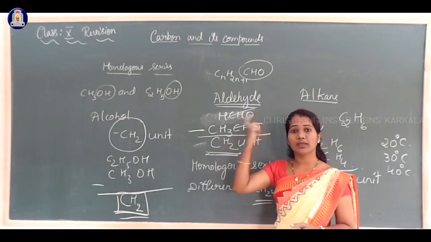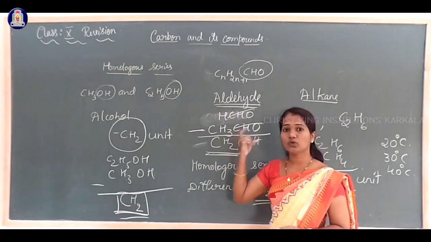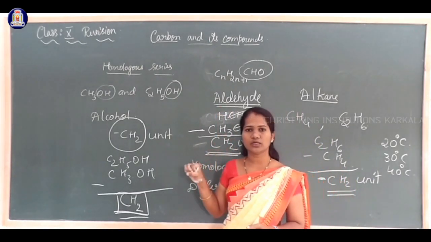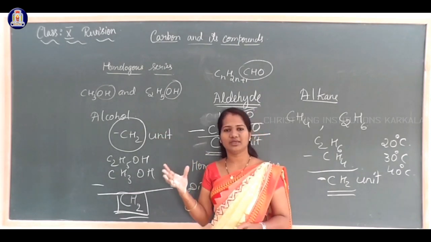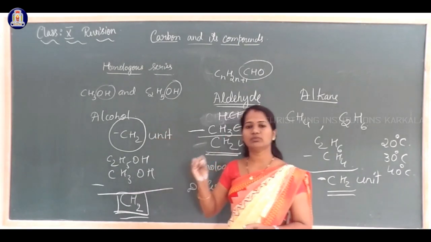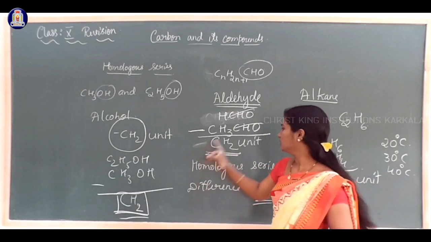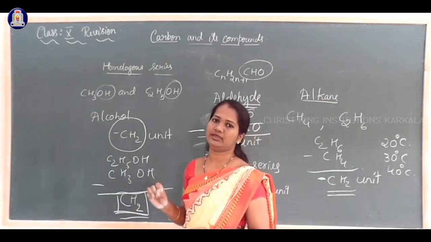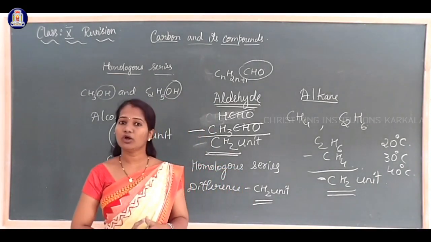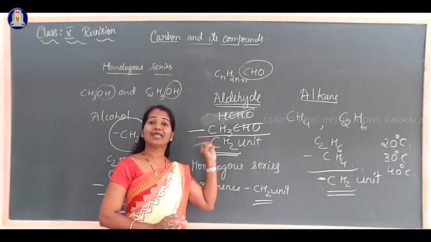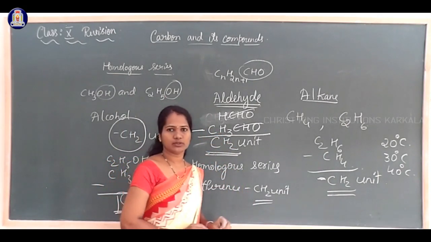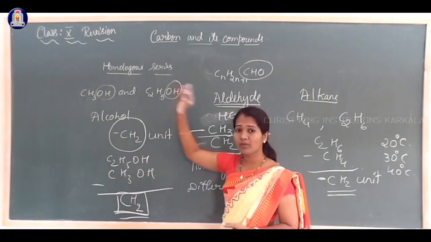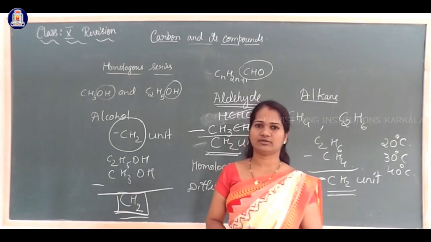By proving that the difference between two successive members is a CH2 group or CH2 unit, and giving the final answer: yes, the difference between two successive members is a CH2 unit, therefore they form a homologous series. So this is about homologous series. This is one of the characteristics of hydrocarbons. Hydrocarbons show isomerism, and they form homologous series.